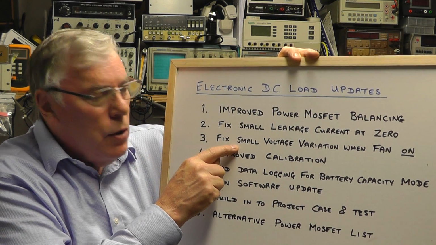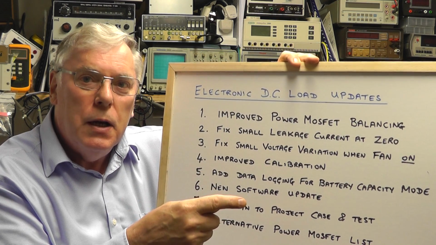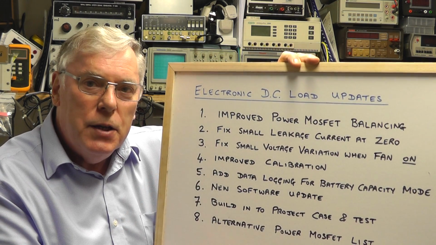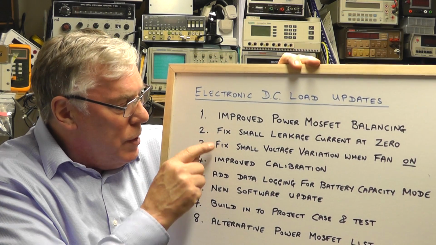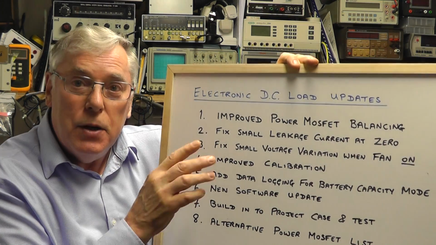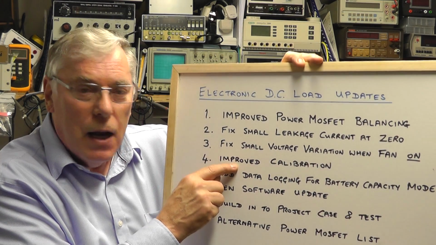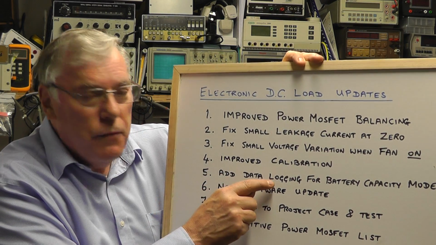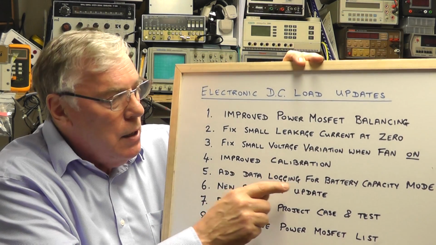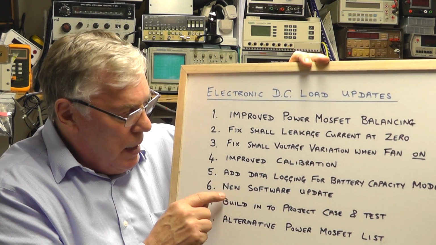And then there was also an issue which was pointed out where when the fan switched on, the voltage reading on the display of the DC load started to fluctuate a bit. I think those 2 and 3 have got something to do with the same reasoning as well. We're also going to have a look at improving the calibration, and we're going to add some form of data logging facility on the battery capacity mode, and I'll try and cover that as well today.